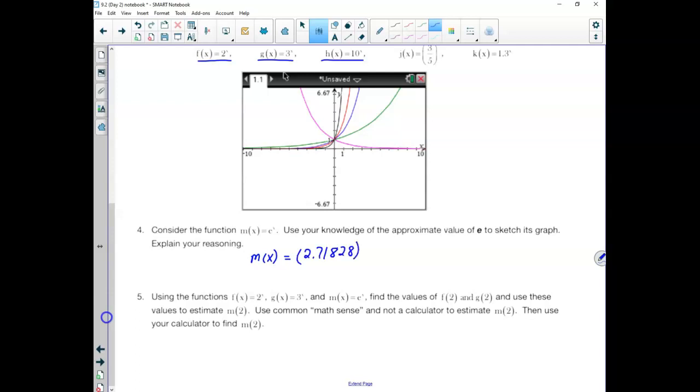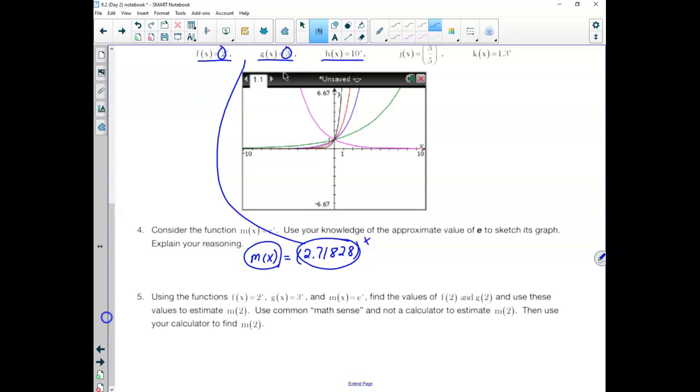2.71828 blah, blah, blah, raised to the power of x. Notice this base right here, right? Notice where it is. It's right between a base of 2 and a base of 3. So I would totally expect that this m of x is going to graph between these two. Well, I can totally see the black one is my steepest one. So then I have two more. I have 2 to the x and 3 to the x.